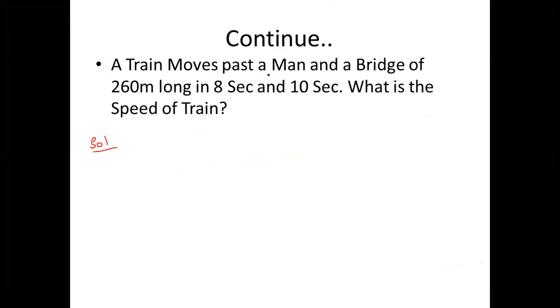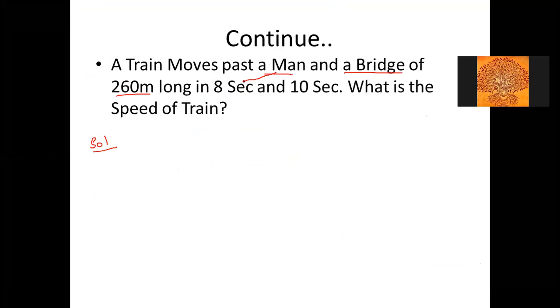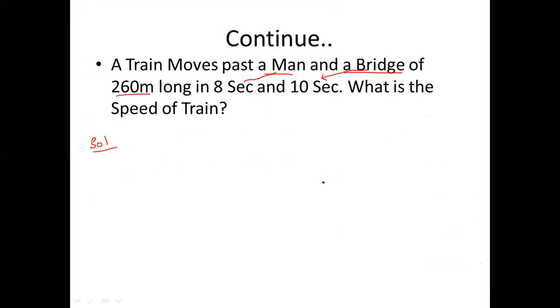So what we have for man and a bridge: the size of the bridge is given, that is 260-meter long. The train passes a man in 8 seconds, whereas the bridge in 10 seconds, which is given to us. So we all know the formula, that speed is equal to distance upon time. We know that, right?